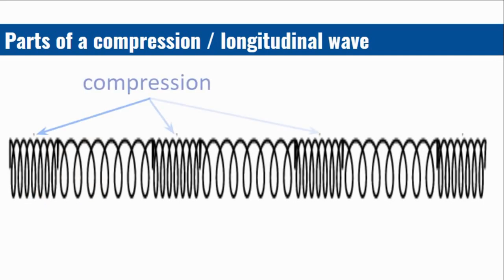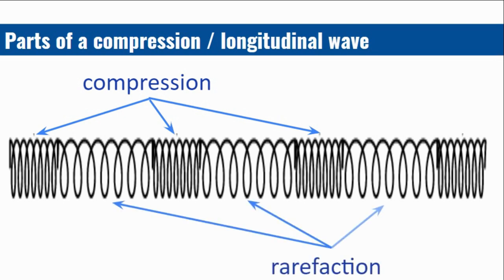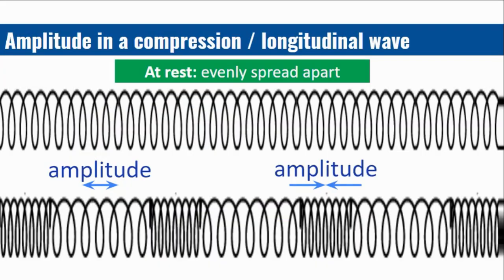The squeezed bits of the wave are called compressions, which is where this type of wave gets its name from. And the stretched out bits are called rarefactions. Amplitude in a compression wave is the maximum distance that the particles are moved from their equilibrium position when the wave passes through. So in the slinky, this is the maximum distance that the coil moves back and forth.